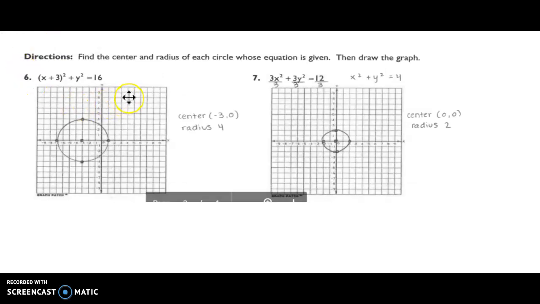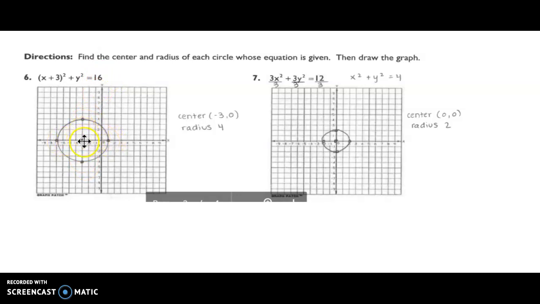Find the center and radius of each circle whose equation is given, then draw it. You can tell from the equation that the center is at -3, 0. So you put the center at -3, 0, and your radius is 4.